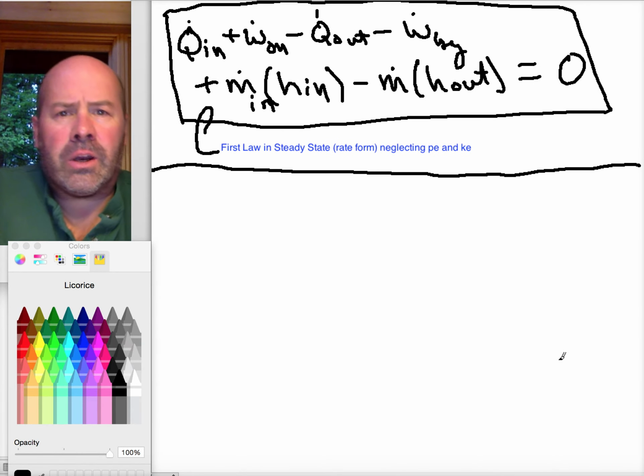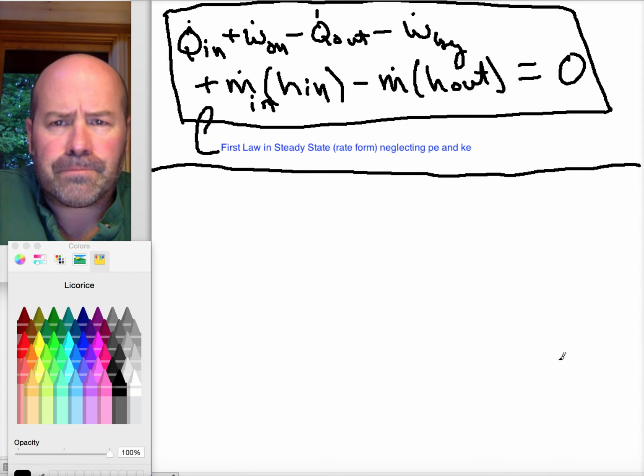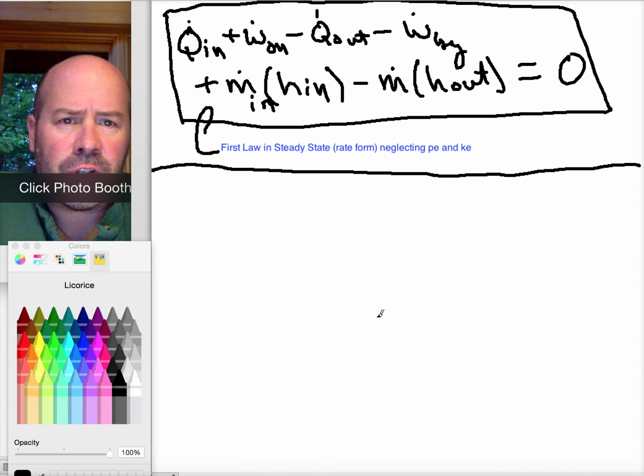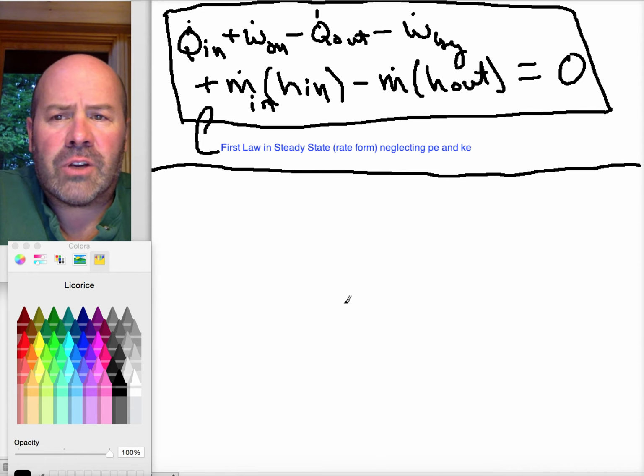All right, before I apply the first law in steady state in rate form, let's talk a little bit about what heat transfer is. Whether you've had a heat transfer course before, whether you're in it now, or whether you haven't had it, the rate of heat transfer is how much energy is crossing the boundary of a system due to a temperature difference.